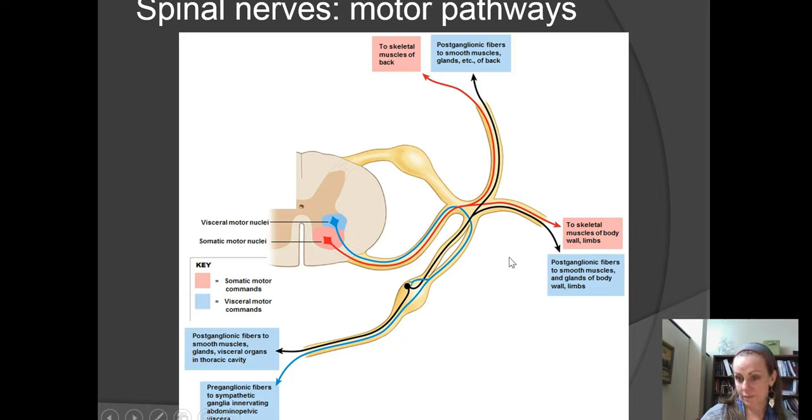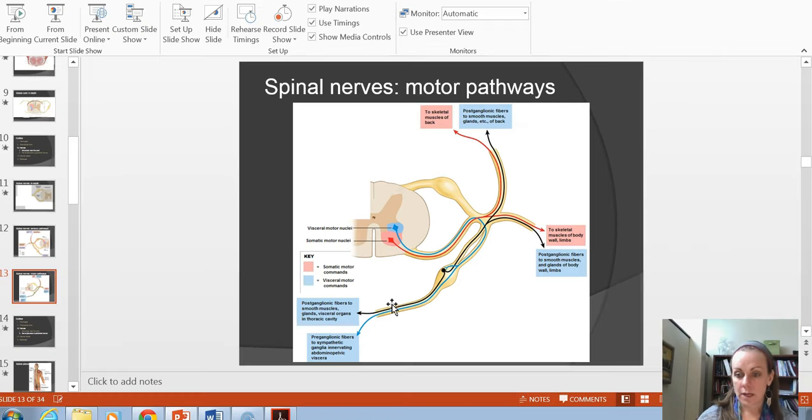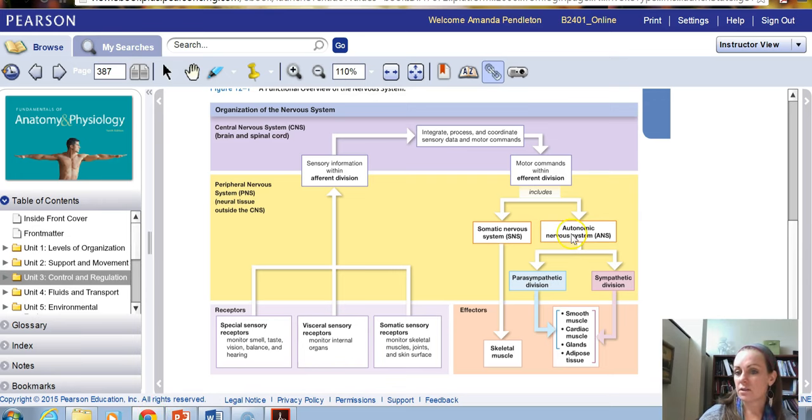Autonomic motor. For autonomic motor, everything first is going to stop off at the sympathetic ganglion. And I do want to point out, this is important, if you look at these divisions, you notice that the autonomic nervous system has sympathetic and parasympathetic. What we're talking about right now is strictly sympathetic. Parasympathetic will take a different path. So what we're talking about is only sympathetic.